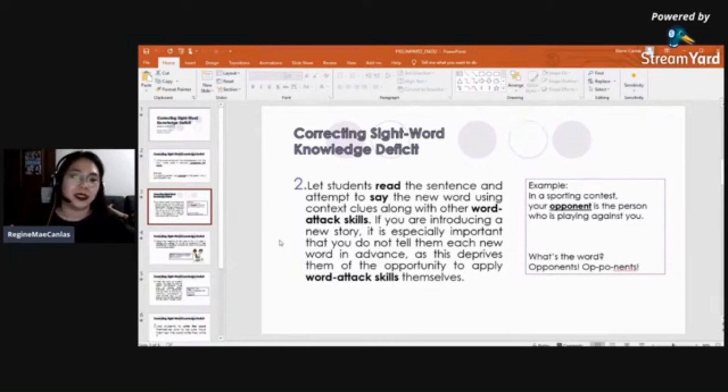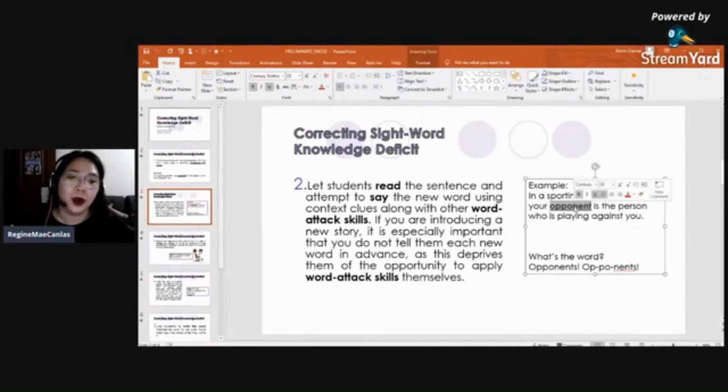So, here's the example. Same sentence: in a sporting contest, your opponent is the person who is playing against you. The teacher should ask, what's the word? And then the students will answer, opponent. The teacher will read the word opponent by syllable, so that you really emphasize the word that you will be discussing today.